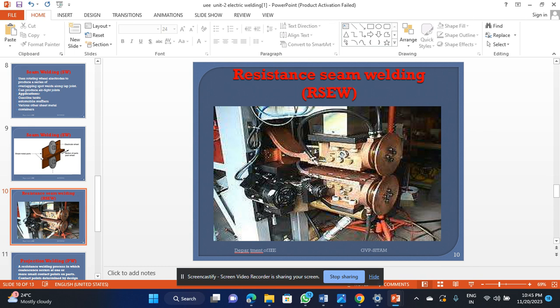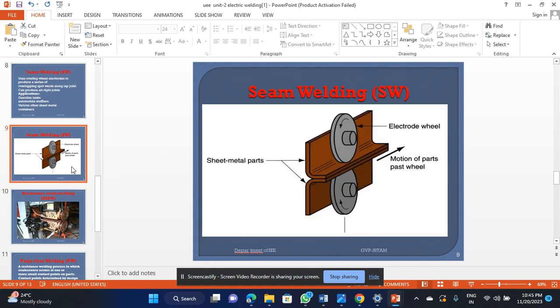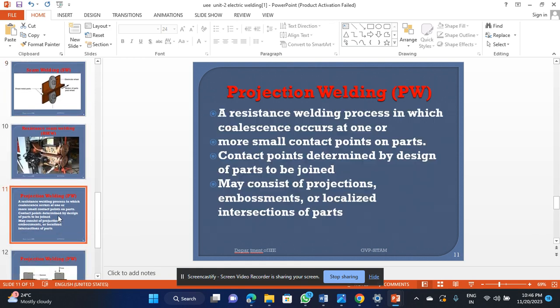Visually, you can see the practical application here. These are the two rotating electrodes. Between these two rotating electrodes you put the two metal pieces that you want to join, and they are joined together. This is our practical point of view; this is the theoretical diagram. These are the two sheet metal parts, this is our electrode wheels and the motion of the parts past the wheels. So this is our seam welding. Next one is projection welding.